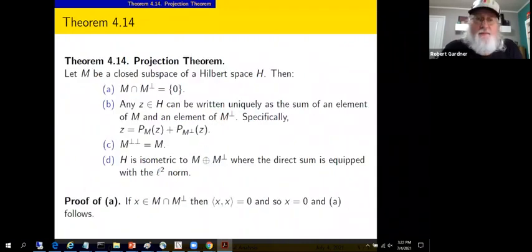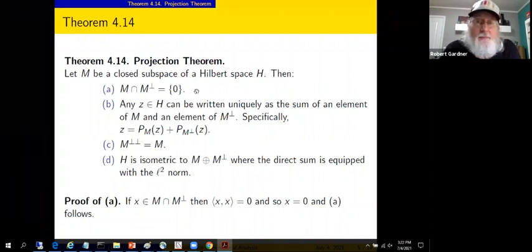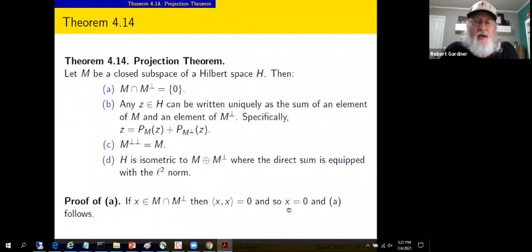Let's take care of this first one. If X is in both M and M perp, then the inner product of X with itself is zero, because anything in this space is perpendicular to anything in that space. But we're dealing with an inner product, not a semi-inner product. And the only time this occurs is when X is the zero vector. And there's part A. So easy enough.